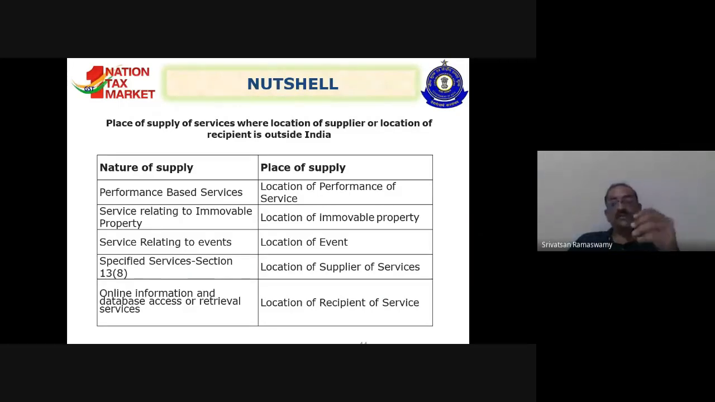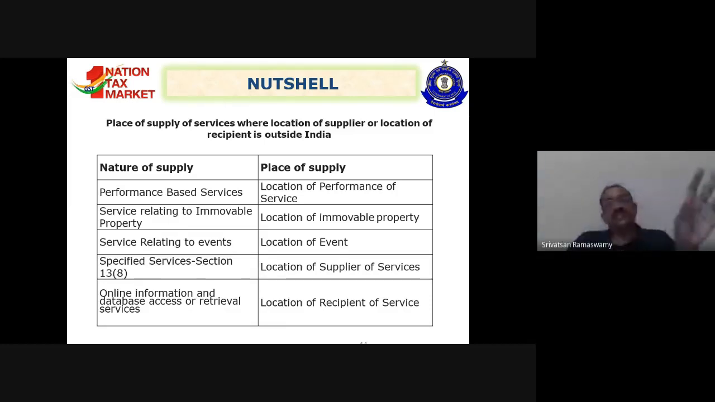And then anything other than this, when the recipient's location is known, the place of supply is the location of the recipient. If it is not known, then it is the location of the supplier. The examples also we saw. Then for OIDAR service, it is always the location of the recipient of service. If the recipient's location is not known, again, it's the location of the supplier. If the supplier is not in India, but outside India, it is his liability. And if he does not have an office in India, he has to appoint a representative in India to discharge the liability.